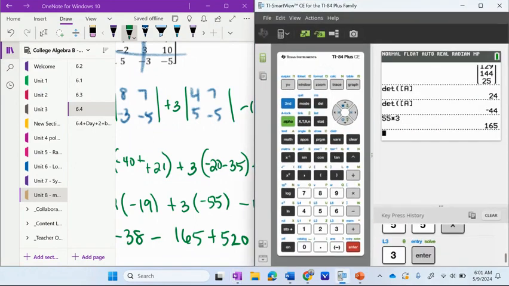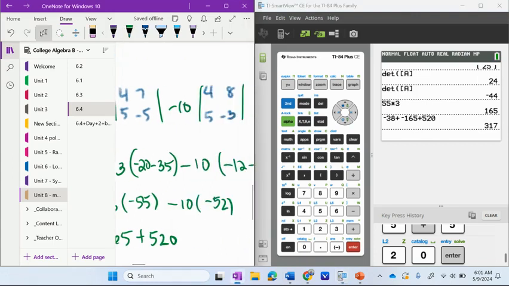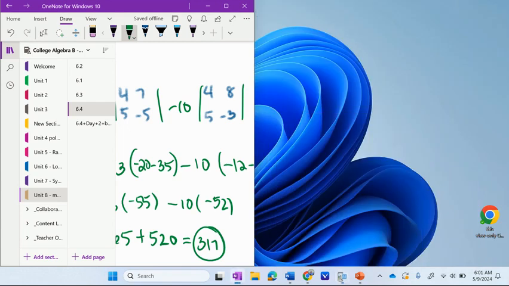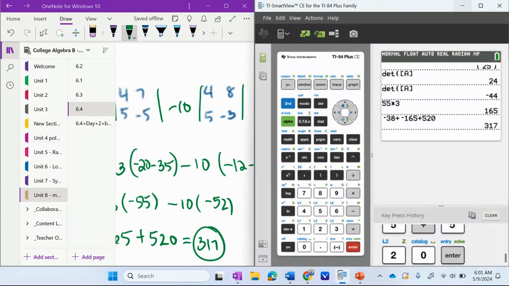So -38 plus -165 plus 520. Enter. So it looks like 317. And that's your answer. And you can check it using the graphing calculator, put in that determinant, see if it verifies.